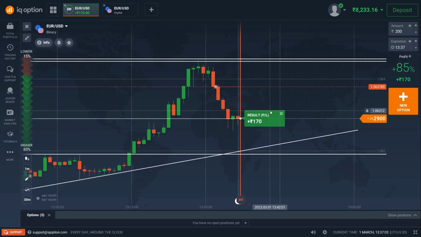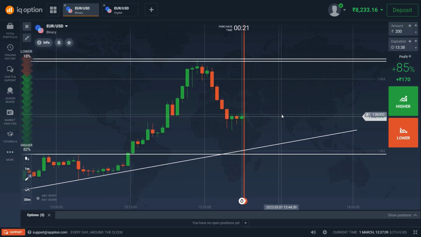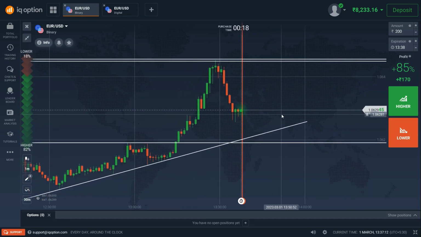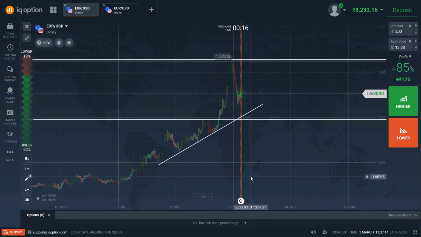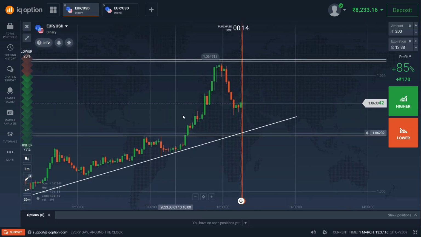We have won this trade clearly with a huge margin again, as you can see. And the reason why I took this trade is because I said that I'd be taking a trade in the upward direction since the trend was an uptrend.